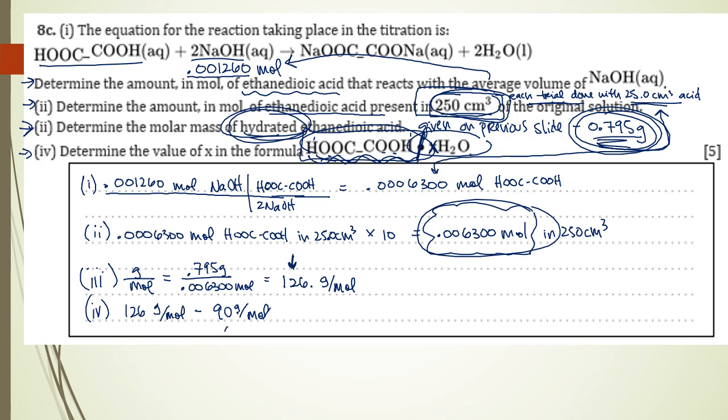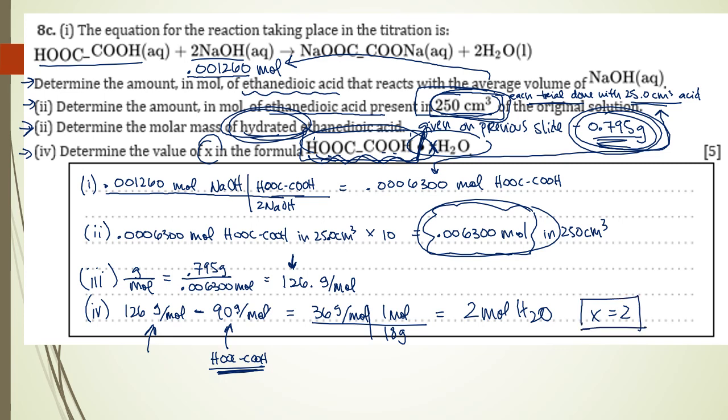HOOC-COOH. So I found just the mass of HOOC-COOH, the anhydrous, not hydrated ethane dioic acid. So when I do this subtraction, hydrated minus not hydrated, the only mass I have left, those 36 grams per mole, is water. And we know that water is 18 grams per mole. So we must have 2 moles of water on every one of those ethane dioic acid molecules, which means that X is equal to 2. Good? Good.